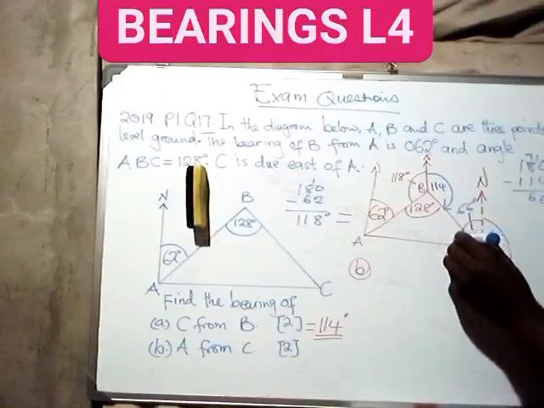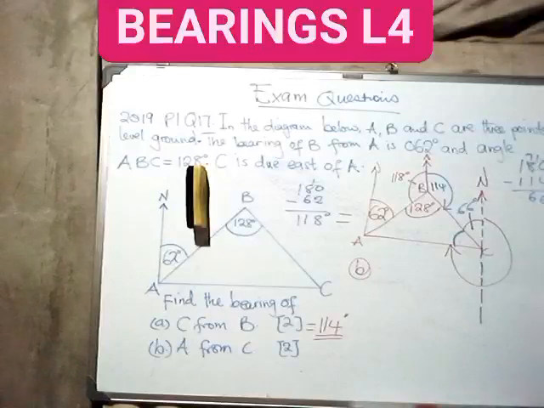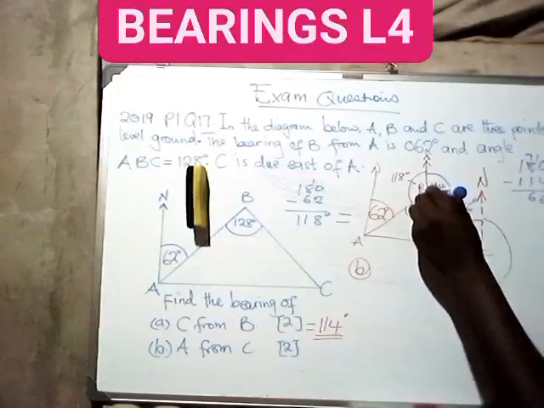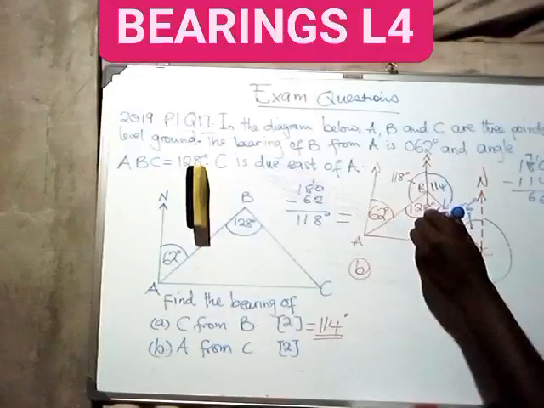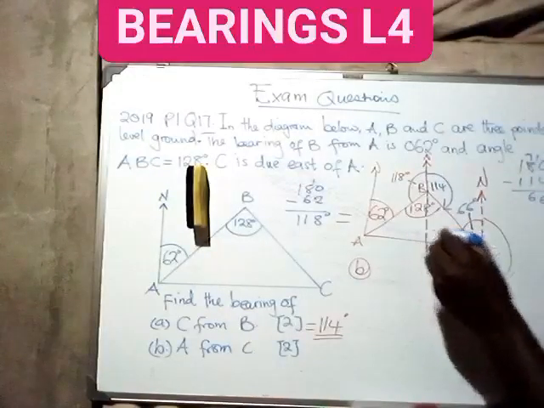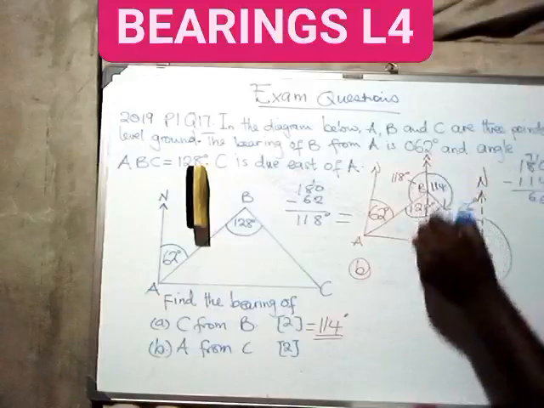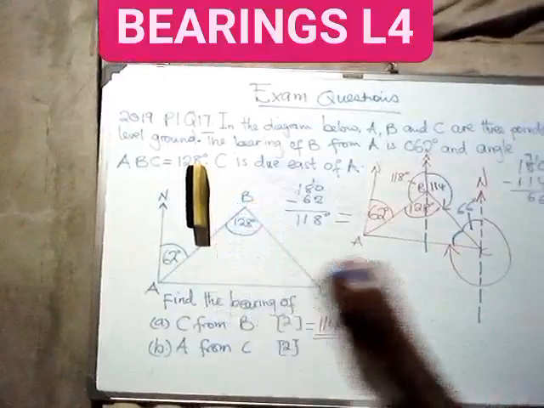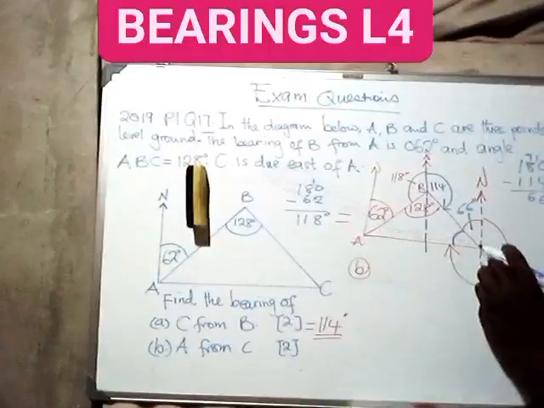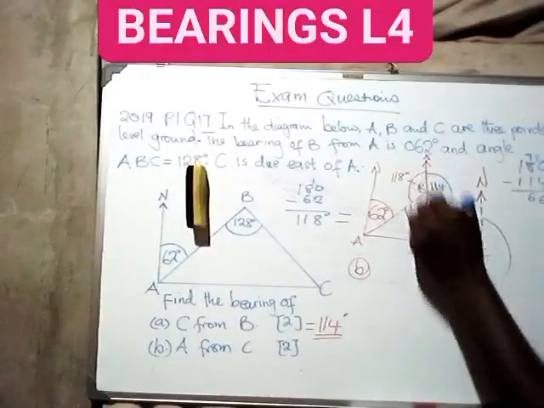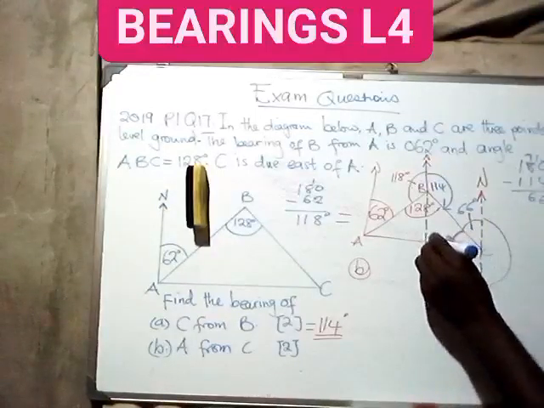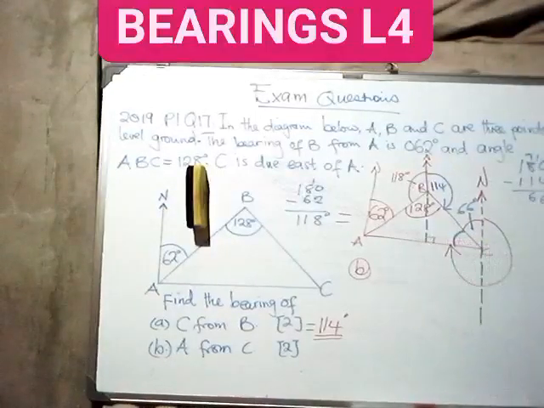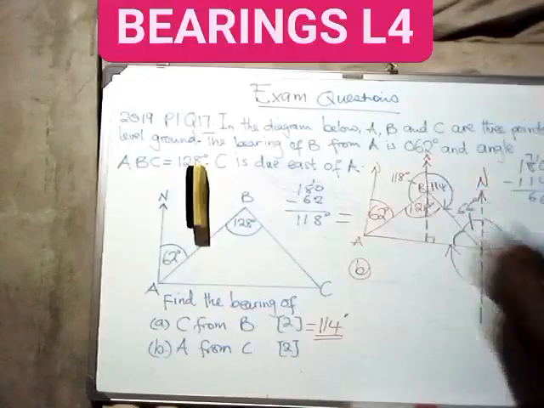Now, what angle is this? To find this angle here, we are going to extend this line until it meets AC, because this line will be a perpendicular line, meaning it will form 90 degrees. It will form 90 degrees, meaning we're having a triangle.